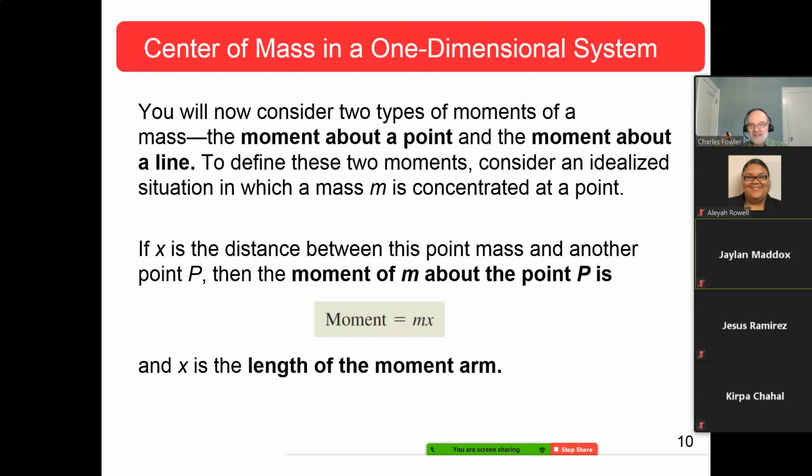If x is the distance between that point mass and another point P, then the moment of that mass about that point P would then be that mass times the distance. Now that x, that distance you are from the mass, is called your moment arm. Okay? And the classic example of this is kids on a seesaw.